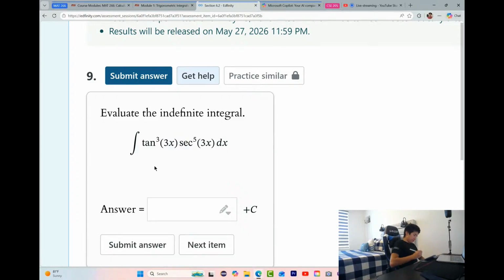So let's see. Tangent cubed of 3x times secant to the power 5 of 3x dx. Let's see. Well, we have like an odd power.